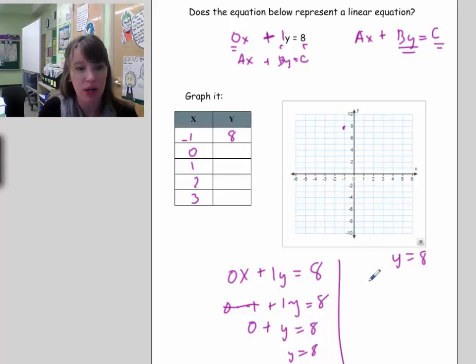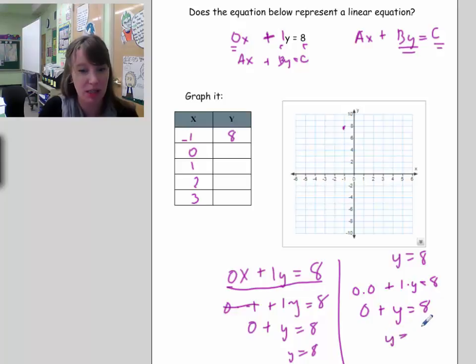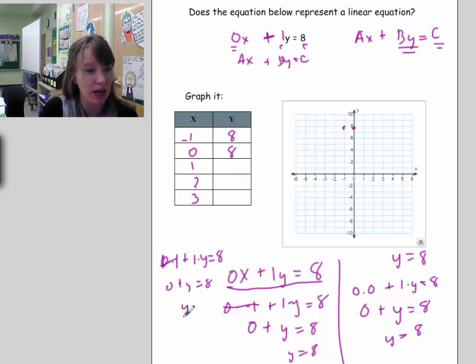Okay, let's try a different one. So we have 0 times x. So we have 0 times 0, right? We're plugging it into this equation right here. Plus 1 times y equals 8. Well, 0 times 0 is 0, plus 1 times y is y. This is just y is equal to 8, so y is equal to 8 again. So you have 0, 8. Okay, so you might be seeing the pattern here. If I put 1 in here, I'd have 0 times 1 plus 1 times y equals 8. So again, we're going to get 0 plus y equals 8, or y is equal to 8.